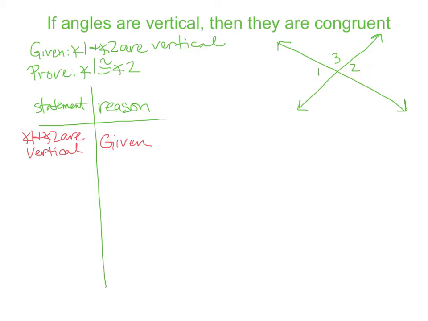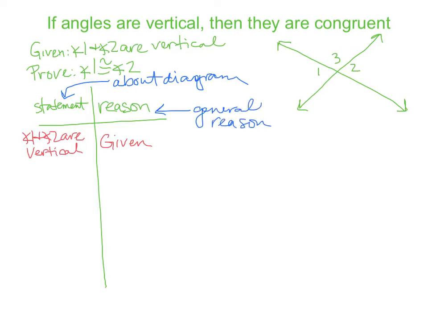In the statement column, everything is going to be talking about the diagram. I'm going to put some notes here that aren't really part of the proof, just to help you. This column is about the diagram, so we're going to talk about angle 1, 2, and 3 in this case. This is the general reason column: rules we know, and you'll see what this looks like.